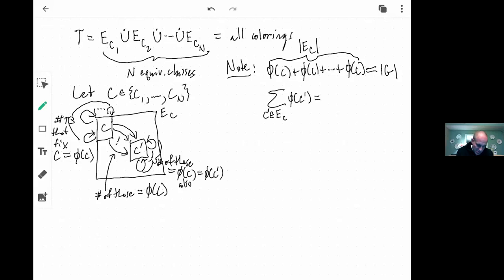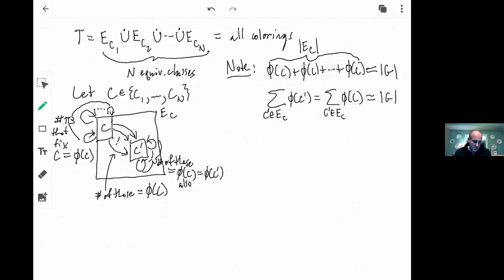Okay, so this is just the sum over any coloring C prime in E of C of phi of C, right? Because phi of C is going to be the same as phi of C prime because they're in the same equivalence class. This is going to be the size of the group, okay? The size of the group.